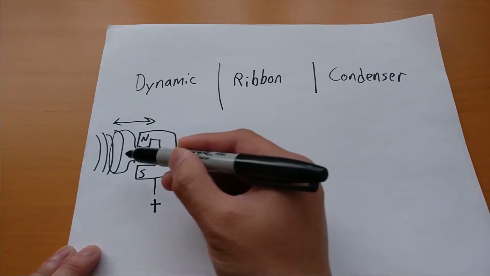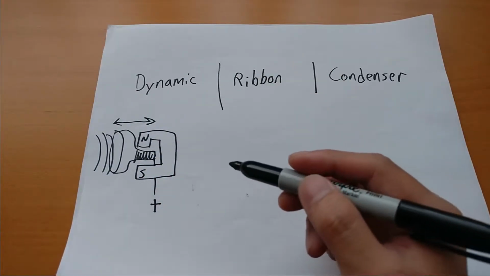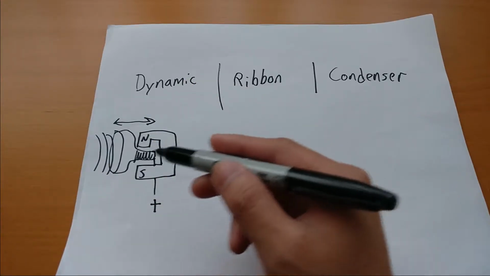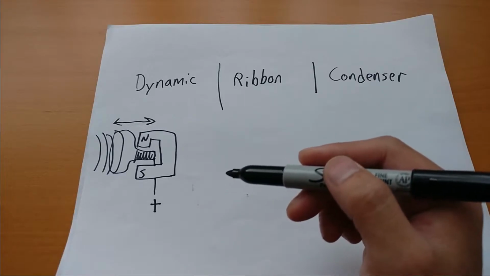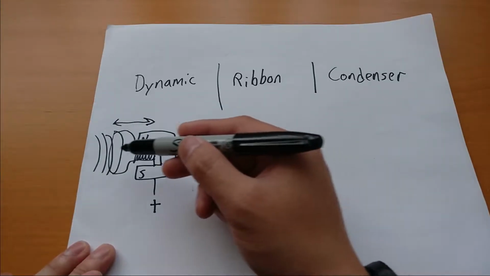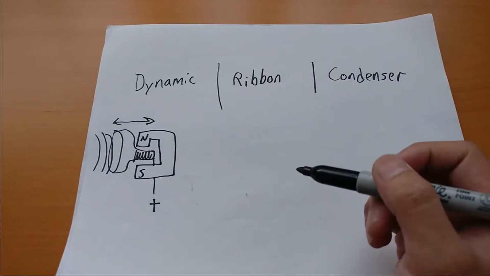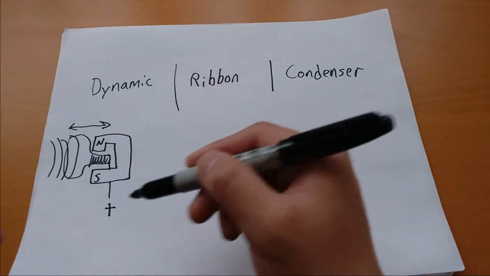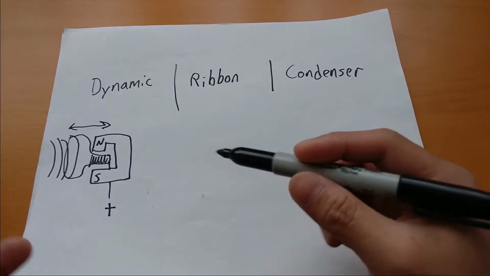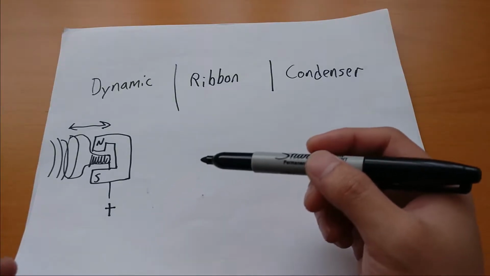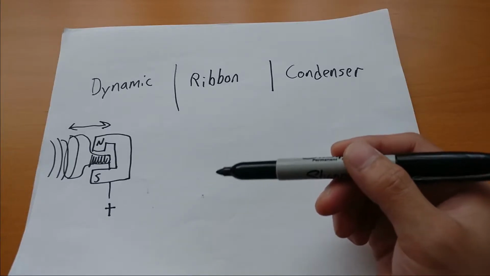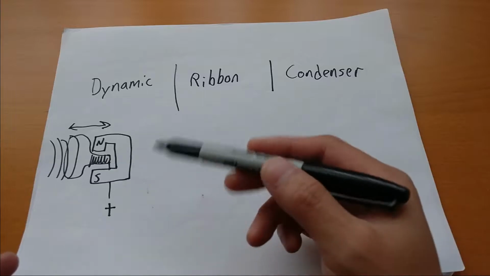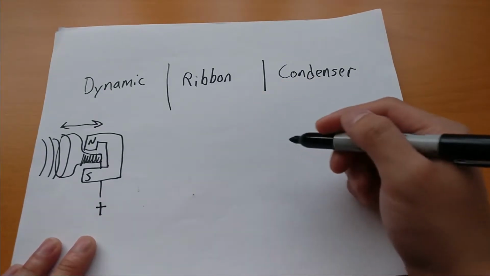Very simple design. Dynamic microphones tend to allow very large sound pressure levels to enter the microphone without destroying the diaphragm, just because this is so robust and very durable. Very cheap to make too. Ribbon microphones are kind of the exact opposite in that they're very fragile. They can't pick up very loud SPL sound pressure levels, and they can't really, well, I'll explain it to you later.